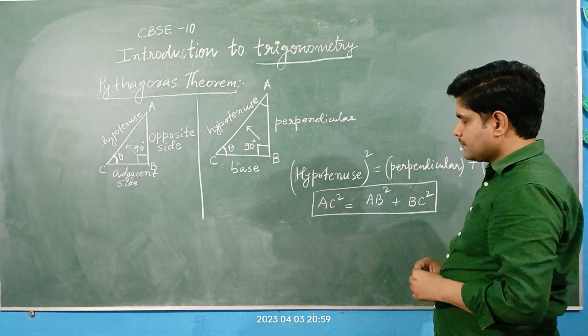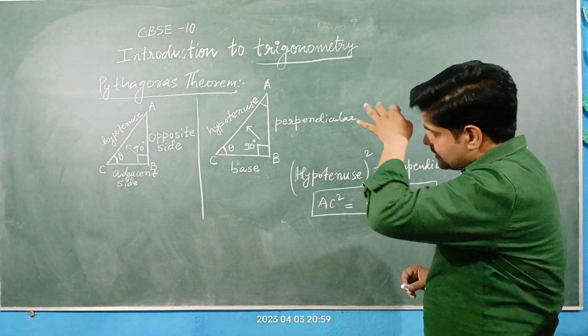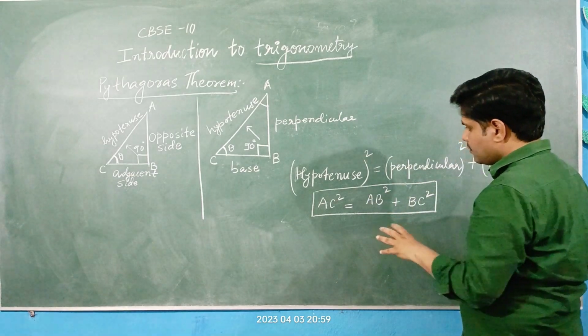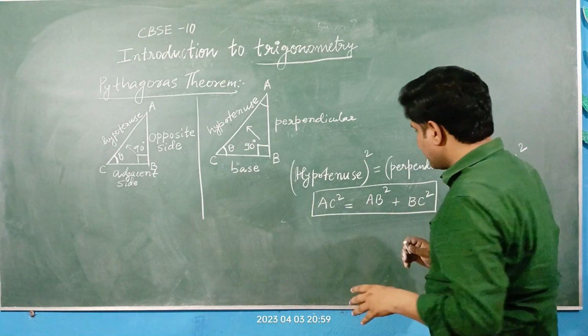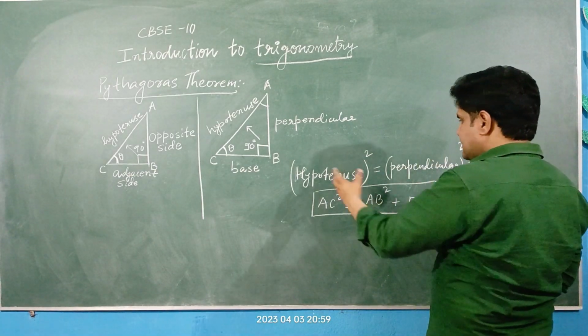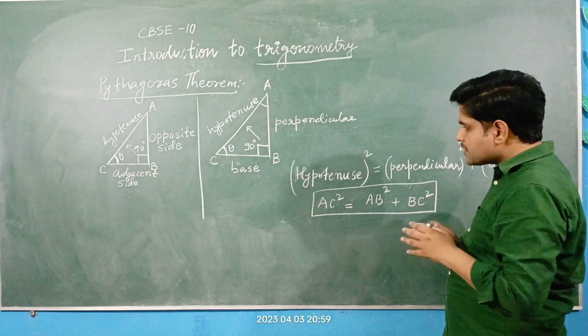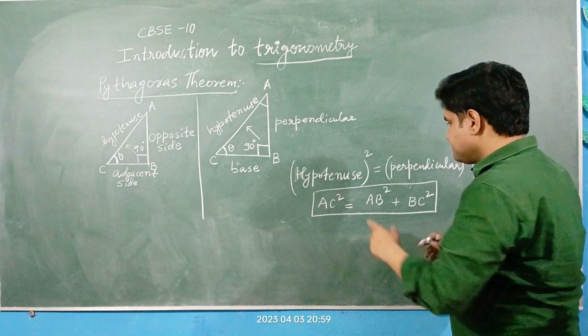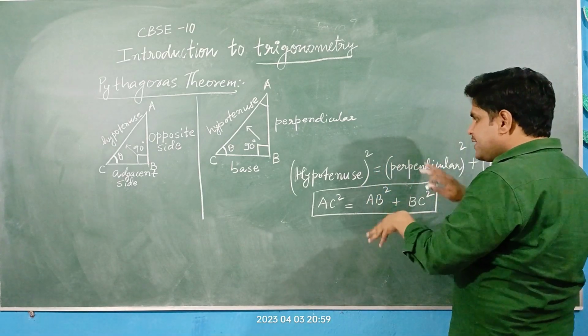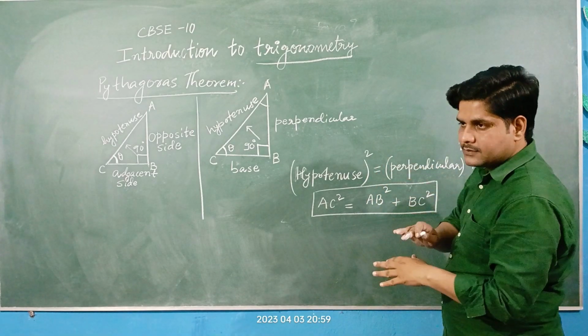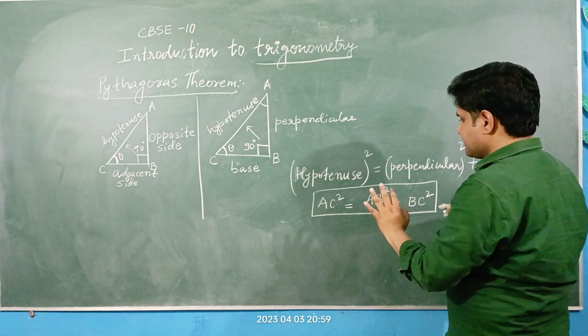Now what is the scenario you are going to get in a question? Basically, there are three quantities: hypotenuse, perpendicular and base. What you are supposed to do in a question is determine any of the sides, any of these terms.